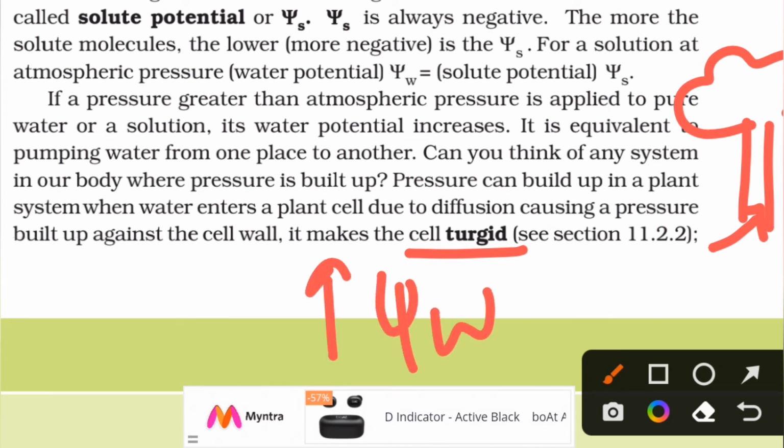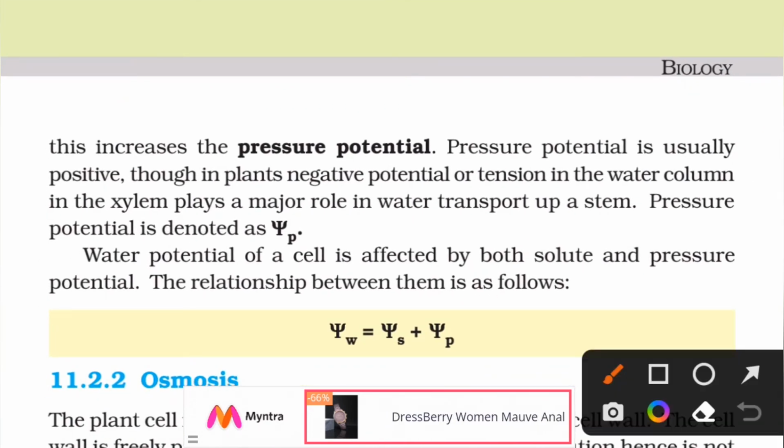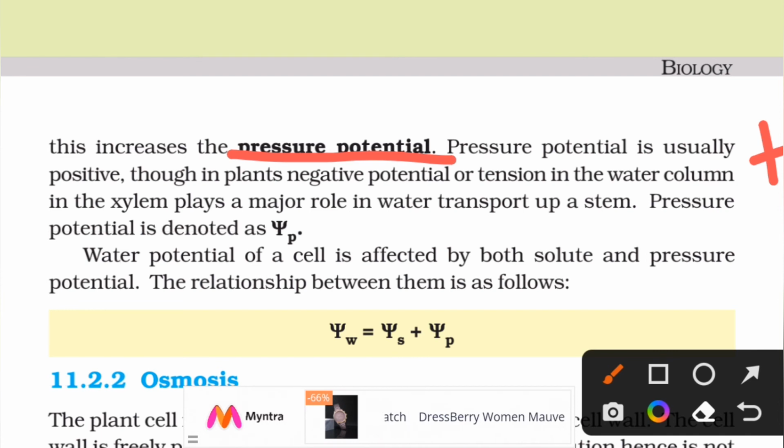Now this increase in the water potential we call pressure potential, right? Wherever the water potential is increasing, the value also increases, and hence pressure potential will be positive. Whereas solute potential, the value is decreasing and hence it is negative. But in pressure potential, as the water potential is increasing, the value is positive. This is observed in the ascent of sap, where water moves through the stem by diffusion. This is denoted by the symbol psi p.